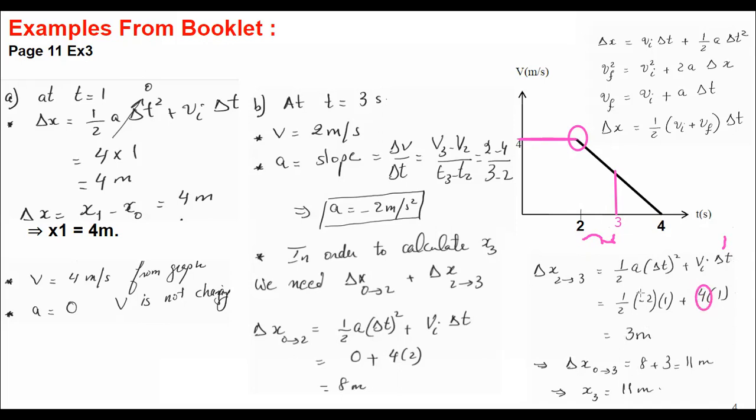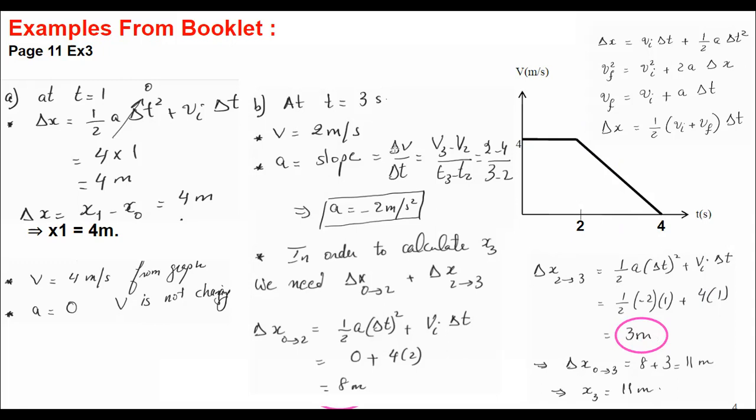I plug all these numbers. I get that delta X from 2 to 3 is 3. And delta X from 0 to 2, I already calculated it. It's 8. So delta X from 0 to 3 is 11. I just sum them up. Okay, so I add 8 plus 3 equal 11.